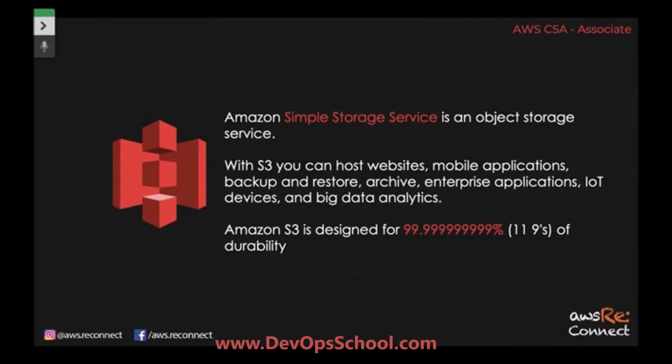Amazon Simple Storage Service is an object-based service. So Amazon S3 is an object-based storage system. You cannot use Amazon S3 to boot your EC2 machine. You can upload your files, any kind of file, txt, json, anything, any kind of object you can put on S3. So with S3 you can host a website.